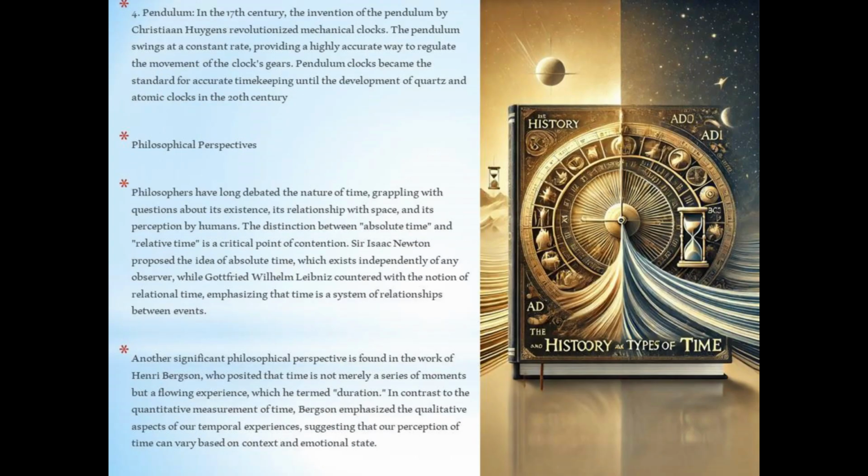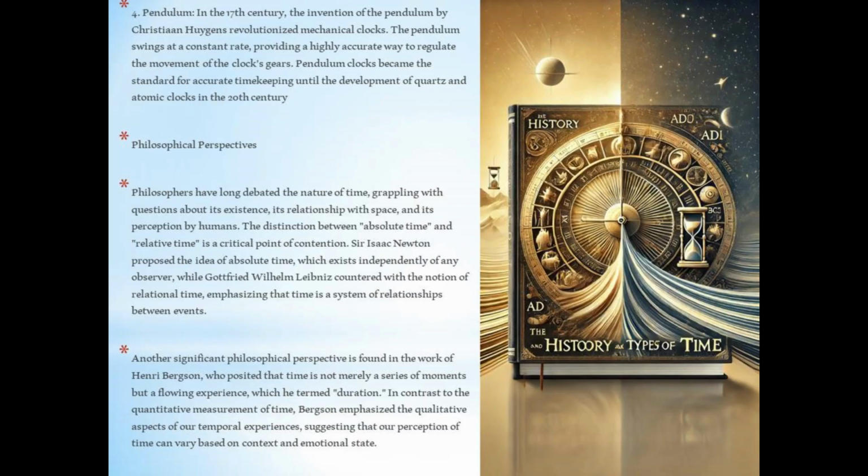Number 4. Pendulum. In the 17th century, the invention of the pendulum by Christiaan Huygens revolutionized mechanical clocks. The pendulum swings at a constant rate, providing a highly accurate way to regulate the movement of the clock's gears. Pendulum clocks became the standard for accurate timekeeping until the development of quartz and atomic clocks in the 20th century.